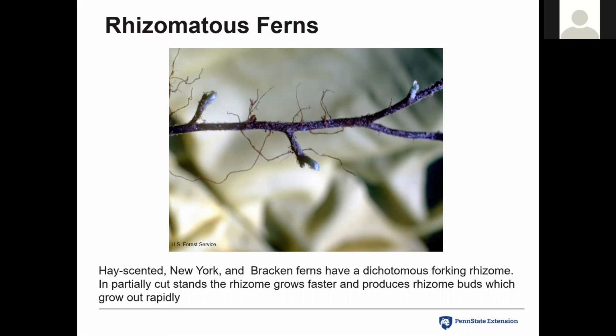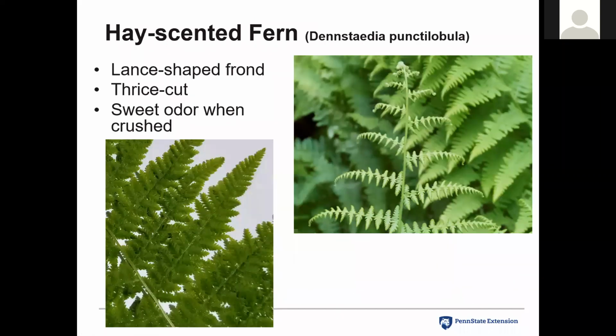And if you harvest that forest and bring sunlight into the forest floor, now, these are shade-tolerant plants, but they grow really well in the sun, and many of you have probably experienced this, that they just get thicker once you bring that sunlight in there. And they describe that as the rhizome is growing faster and produces rhizome buds, which grow up very rapidly in that sunlight. So we describe these as rhizomatous ferns: hay-scented, New York, bracken fern. We're going to describe each one of these.